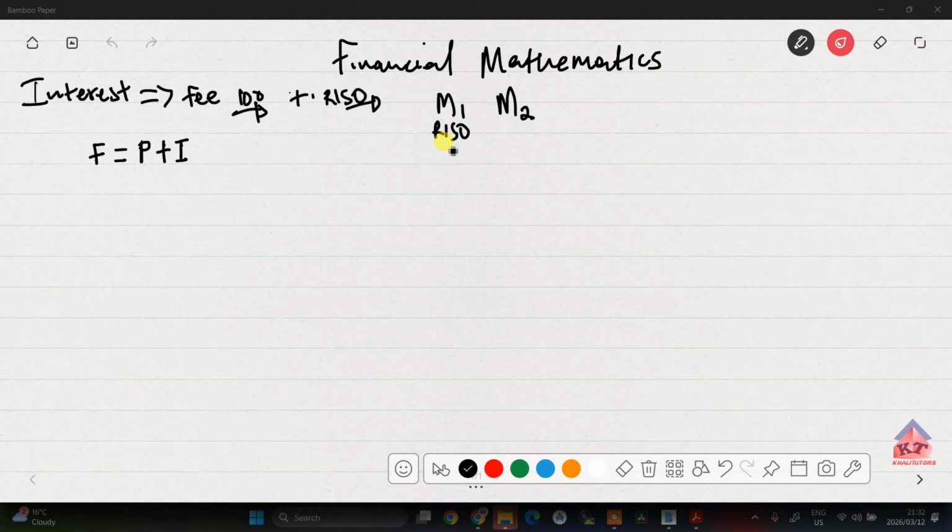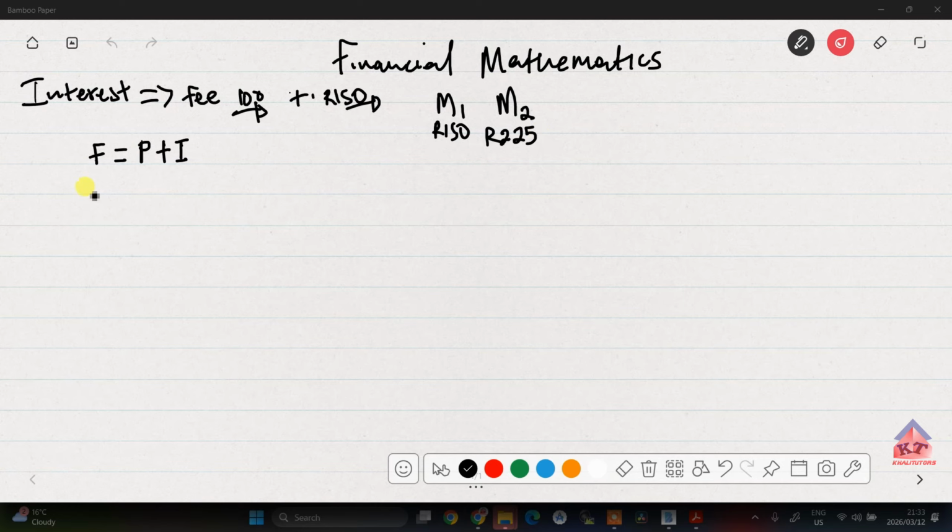So 50% of 150 is 75. That means if you pay after 2 months, you are no longer going to pay 150, you're going to pay 225. Okay, so now you're going to owe them this much. As you can see from this example, there is a relationship between time and the money that you're going to pay, or time and the interest.